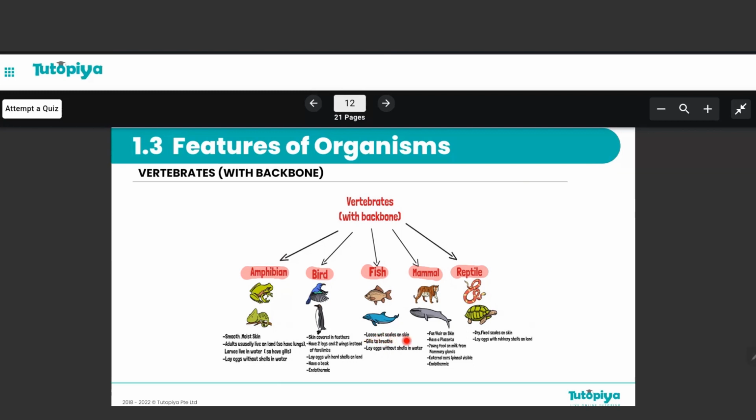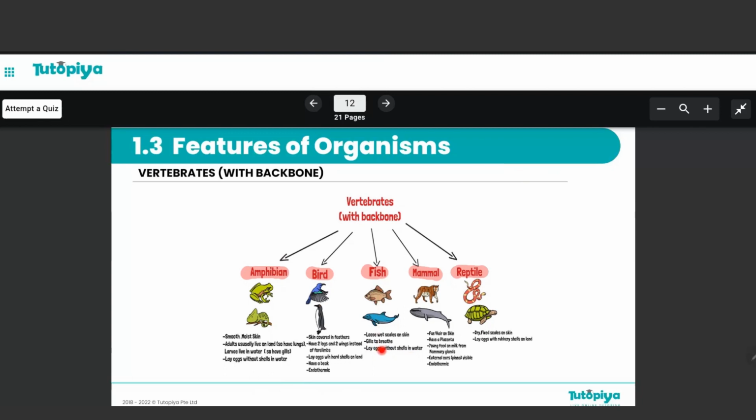And how fish breathe is through gills, right? They have gills for their respiration. And with regard to the reproduction of fish, fish lay eggs without shells in water. So fish lay their eggs in water, and these eggs do not have shells. So those are the main features you need to keep in mind about the fish.